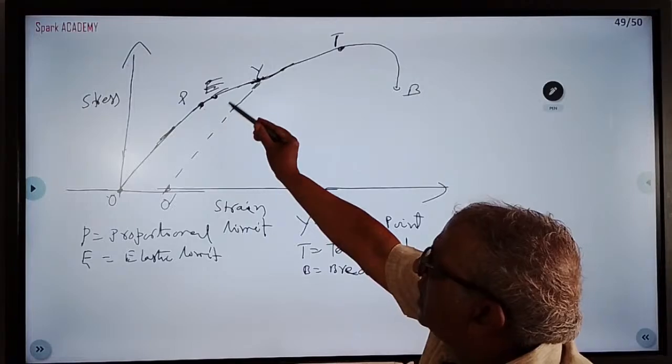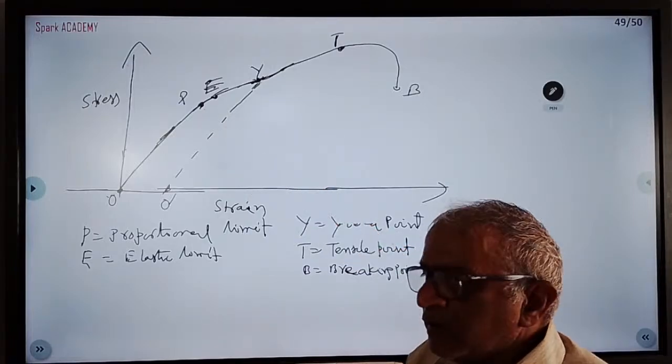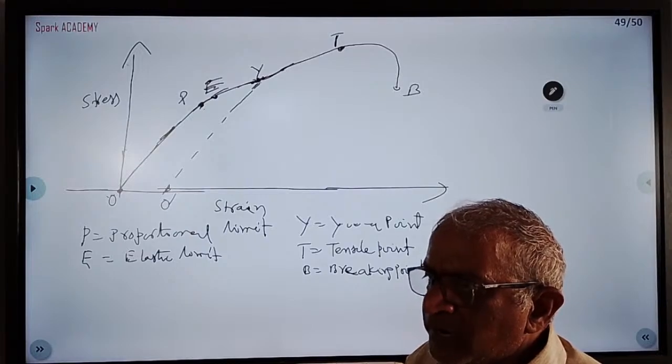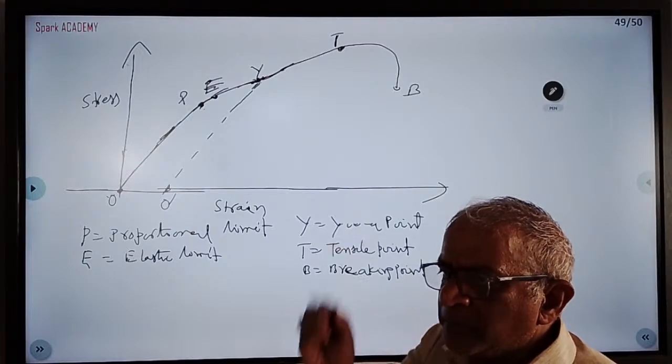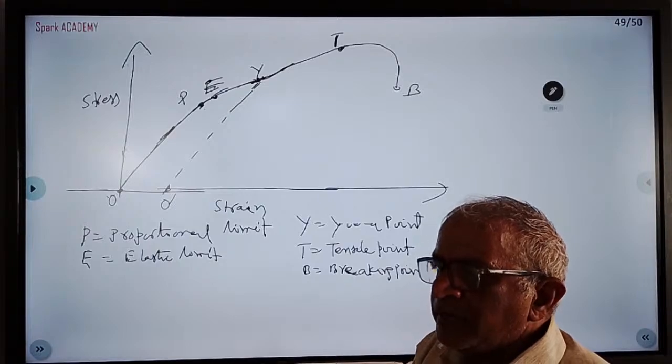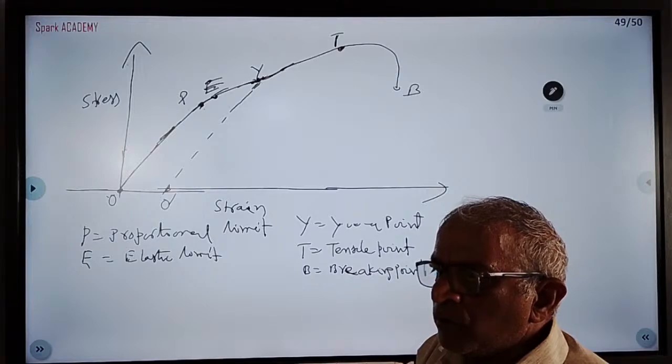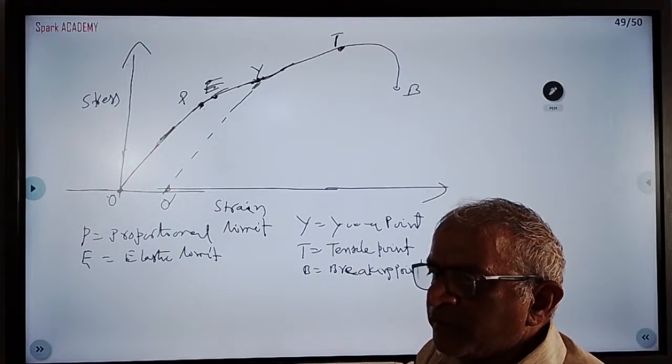Up to P, the property of elasticity is valid. What is elasticity? The property of regaining the original state. If you remove the load, it should get back its original length. For example, take 10 centimeters length. If you increase the load, it will become 10.7 centimeters. But after withdrawing the load, it again gets back its original 10 centimeters length.